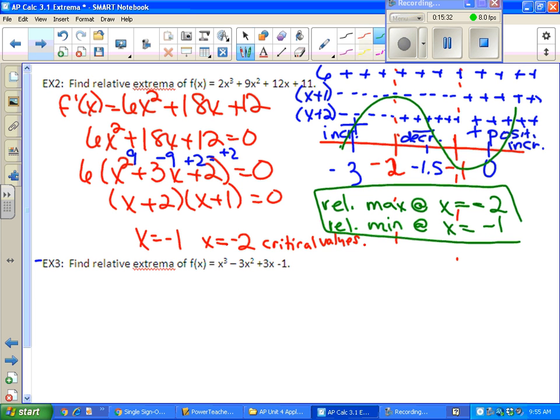Whoa, whoa, whoa. That's true, but what if it wants the points? We need the points. So I want the points now. I know we're on the number line, but how far up does it go, and how far down does it go? So I'm going to have to put -2 where?